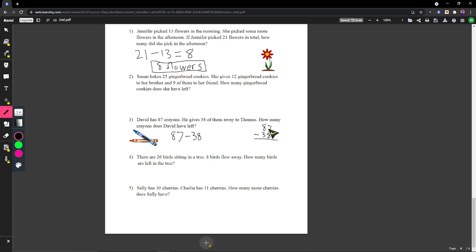So for this kind of question, you would have to cross out the 7 and write 17. And by making that 17, you make 8 into 7. Now, 17 minus 8 is 9. And 7 minus 3 is 4. So your final answer would be 49 crayons.